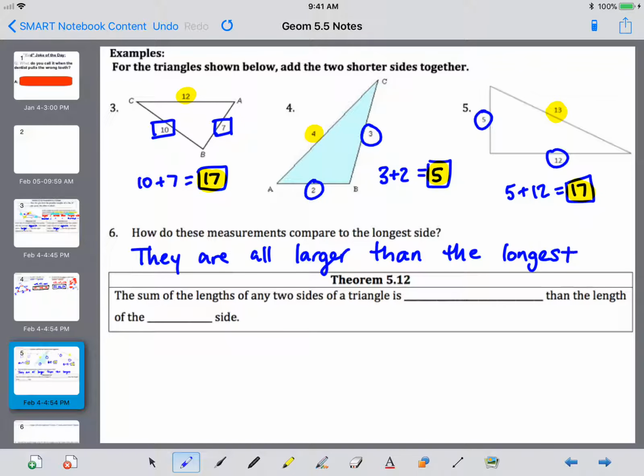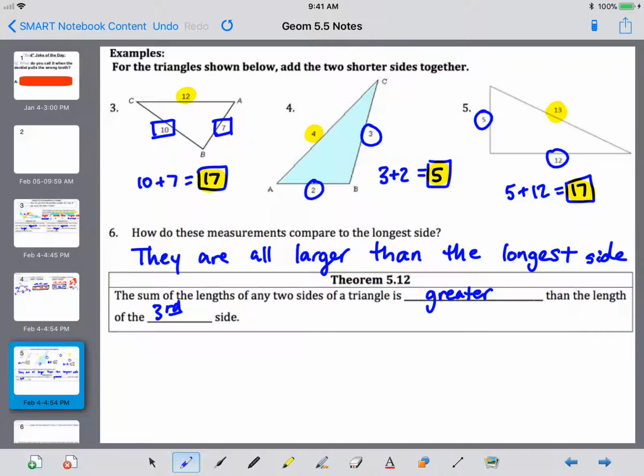So the two shorter sides added up has to be larger than the longest side. And that's actually true for any two sides. If you add up any two sides of a triangle, they have to be greater than the third side in order for you to be able to create that triangle.